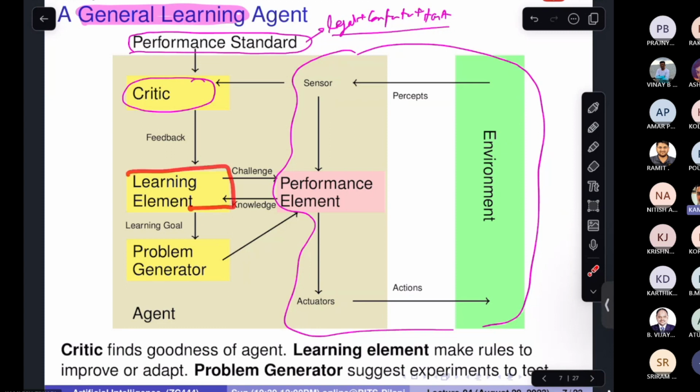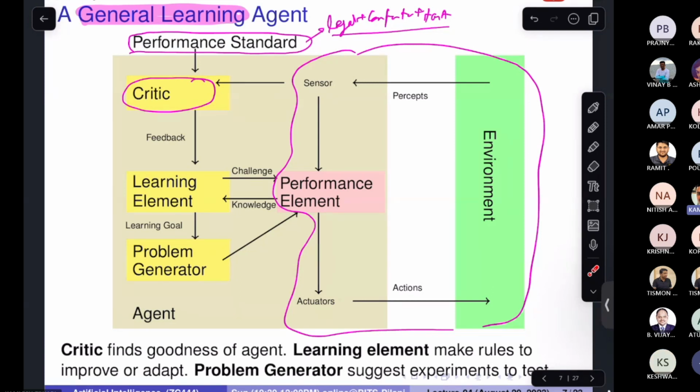The learning element is asking the performance element: tell me your knowledge. The knowledge means these if-then rules, all these things that it has. Ultimately we are going to make if-then statements that represent what knowledge it has, and based on that knowledge it is going to take decisions.